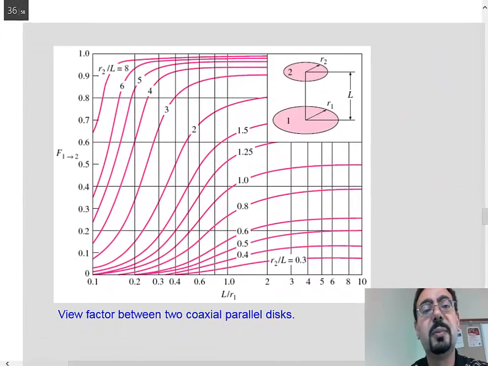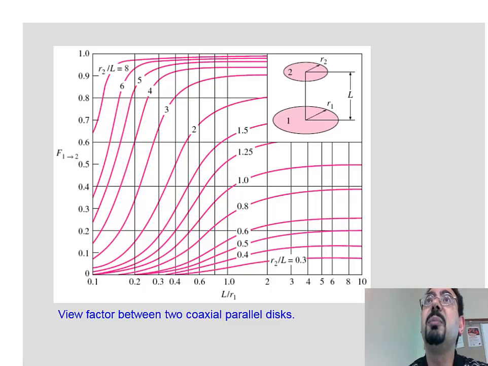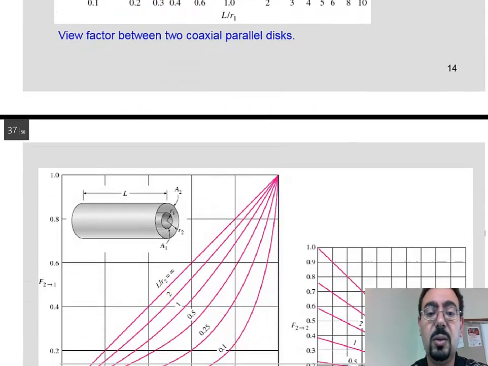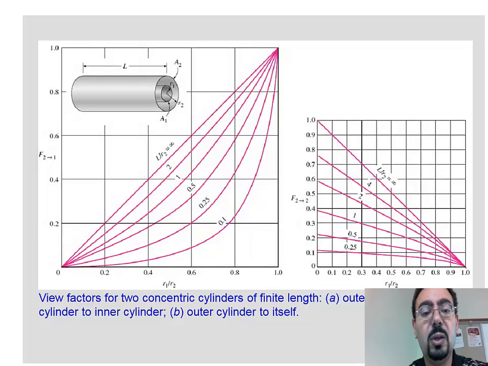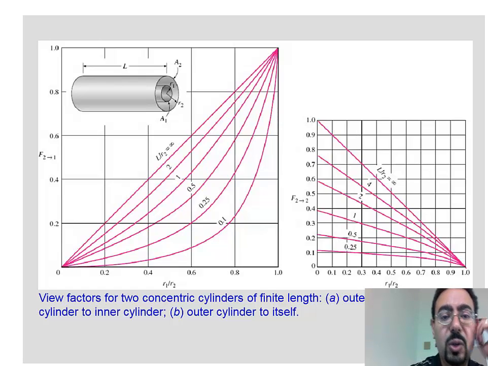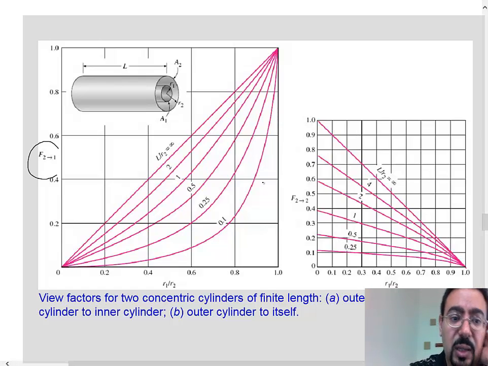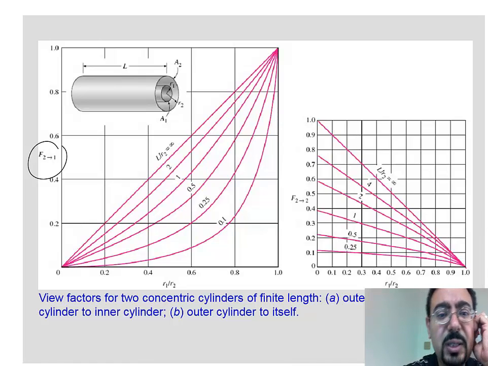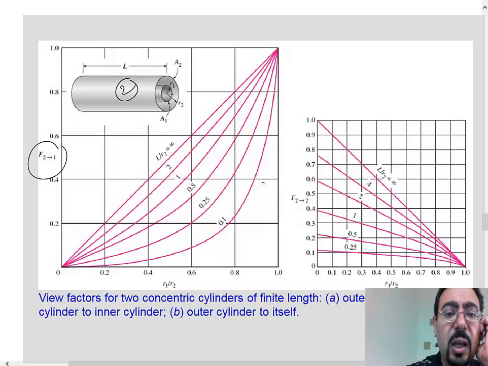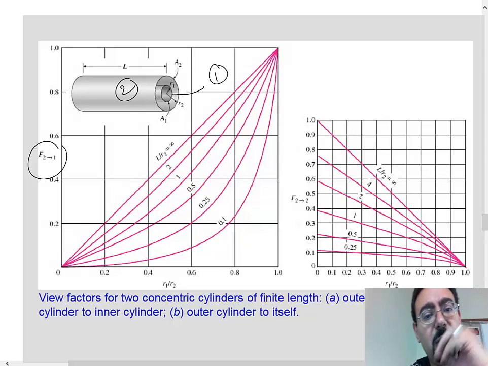Two disks, not two plates, but two disks facing each other. Same trick. Two concentric cylinders. And so this is F21. So 2 is the outside surface, and 1 is the inside surface.